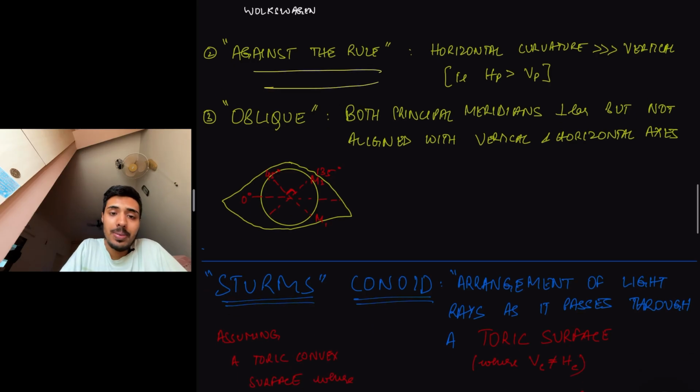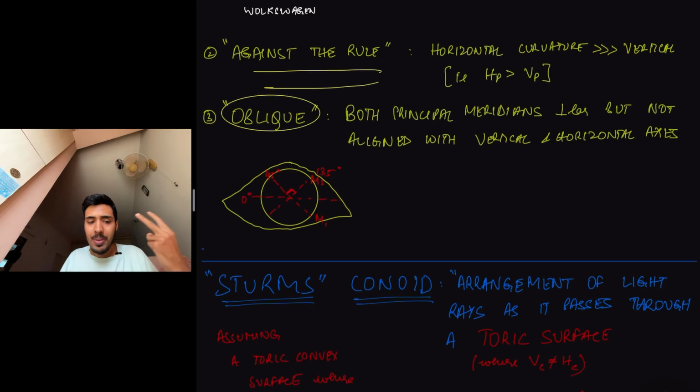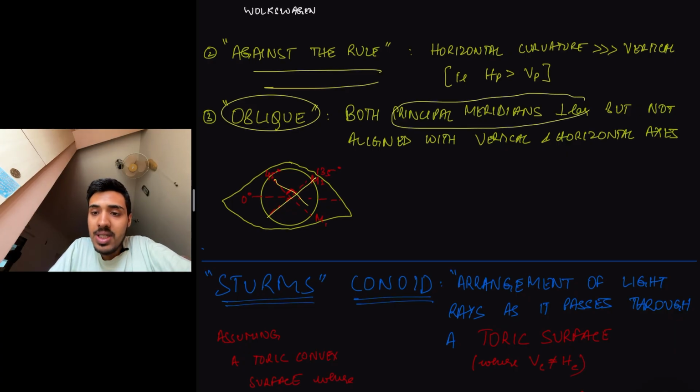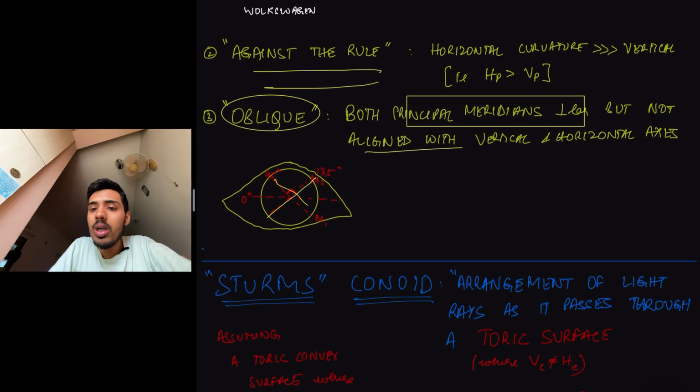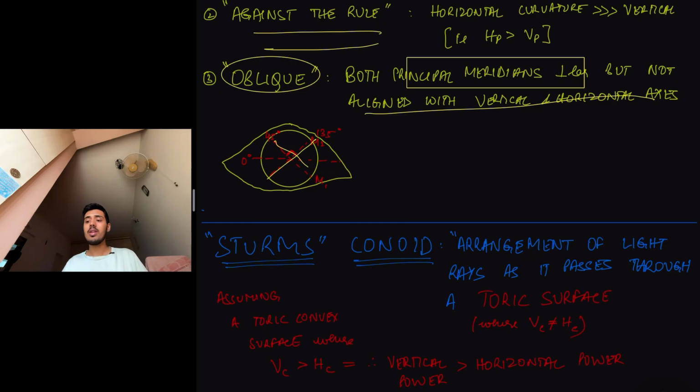Oblique astigmatism is completely different, where you have two principal meridians which are perpendicular to each other, but they are not along the vertical and the horizontal axis. They can be tilted to an angle. Example, here I've taken one meridian at 45 degrees, one meridian at 135 degrees. So you have two principal meridians which are perpendicular, but not aligned with vertical and horizontal axis. So that is about the three types of astigmatism based on the principal axis of the meridian: with the rule astigmatism, against the rule astigmatism, and oblique astigmatism.